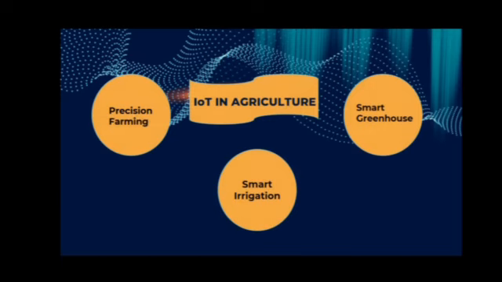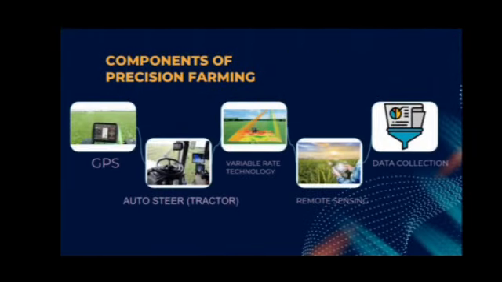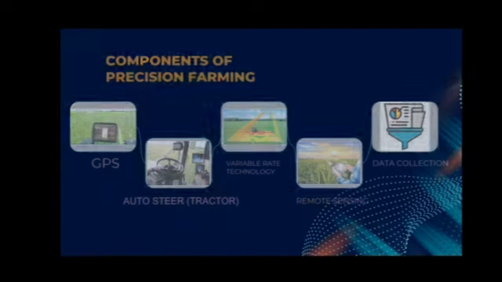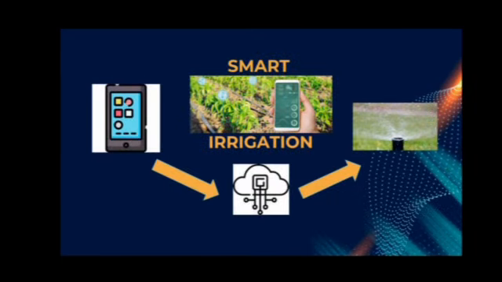Last, let's talk about IoT in agriculture. So there are 5 components of precision farming, which consists of GPS, auto steer, variable rate technology, remote sensing, and data collection. Then we have smart irrigation. Usually we will use the meteorological data, and the data is sent to the controller by a wireless connection. And then the water will be pumped out to the plants according to the humidity of the area.